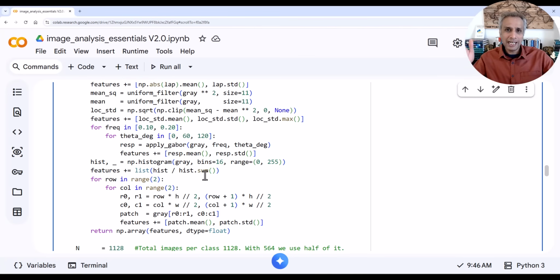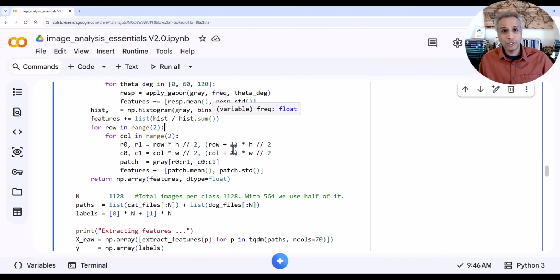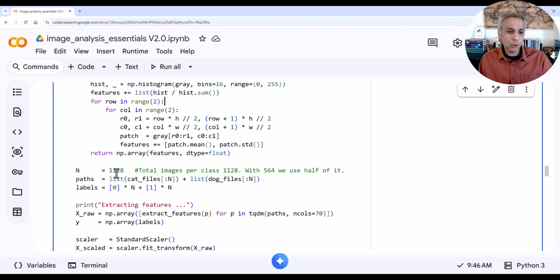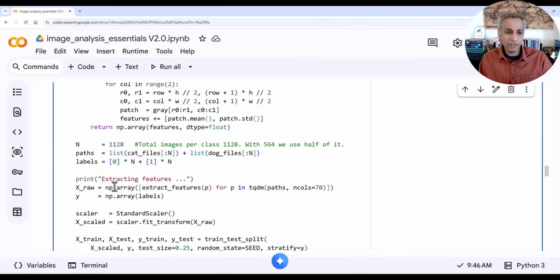So each image has a feature vector, and that feature vector goes into whatever the classification model. It can be random forest, it can be neural network, and whatever the model that you're using, it goes through that. Now, how many images are we using for training? In this case, we are using 1128 cats, 1128 dogs. For each class we have that many images, and from each of those images we are extracting the features.